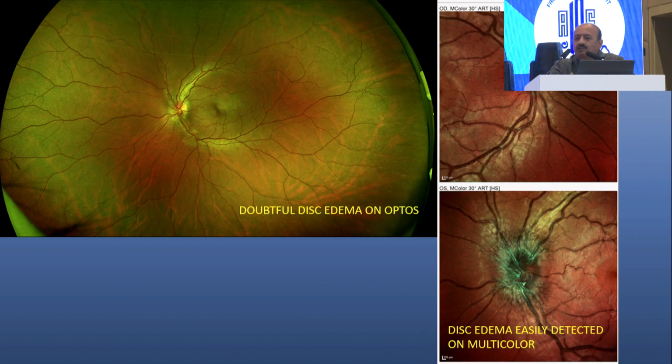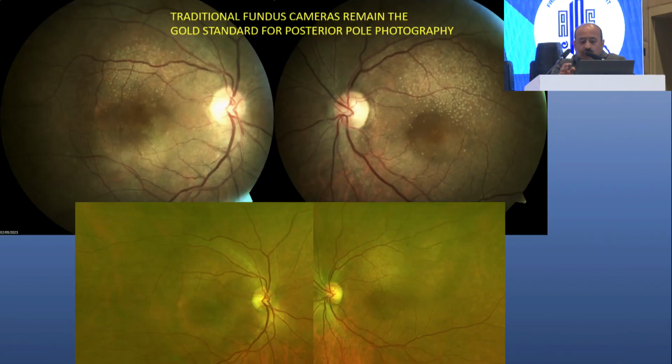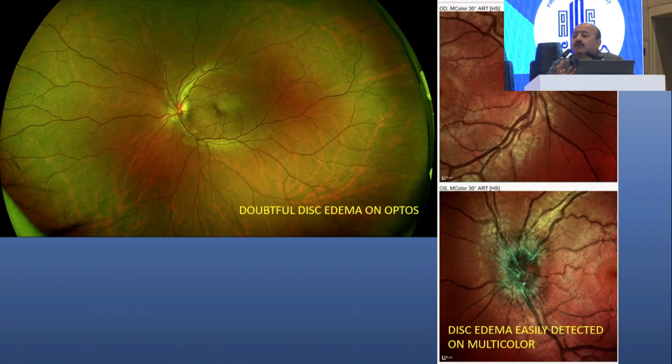A suspected disc edema. Even with the naked eye, it was a bit difficult to know whether the disc was really elevated or not. With the Optos image of the same patient, you can see something, but you don't know whether the disc is a normal variation or abnormal. But with the multicolor imaging, comparing it with the normal fellow eye, you can see it's highlighted so well that you know there is a disc edema that you cannot pick up even with the naked eye. So as far as posterior pole imaging is concerned, multicolor imaging has some advantages over the other technologies.